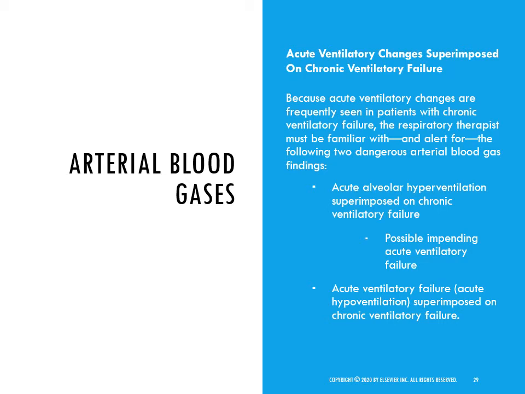Let's talk a little bit about acute on chronic ventilatory failure. Because acute on chronic ventilatory changes are frequently seen in patients with chronic ventilatory failure, the respiratory therapist must be familiar with and alert for the two following dangerous arterial blood gas findings: acute alveolar hyperventilation superimposed on chronic ventilatory failure, which leads to possible impending acute ventilatory failure.